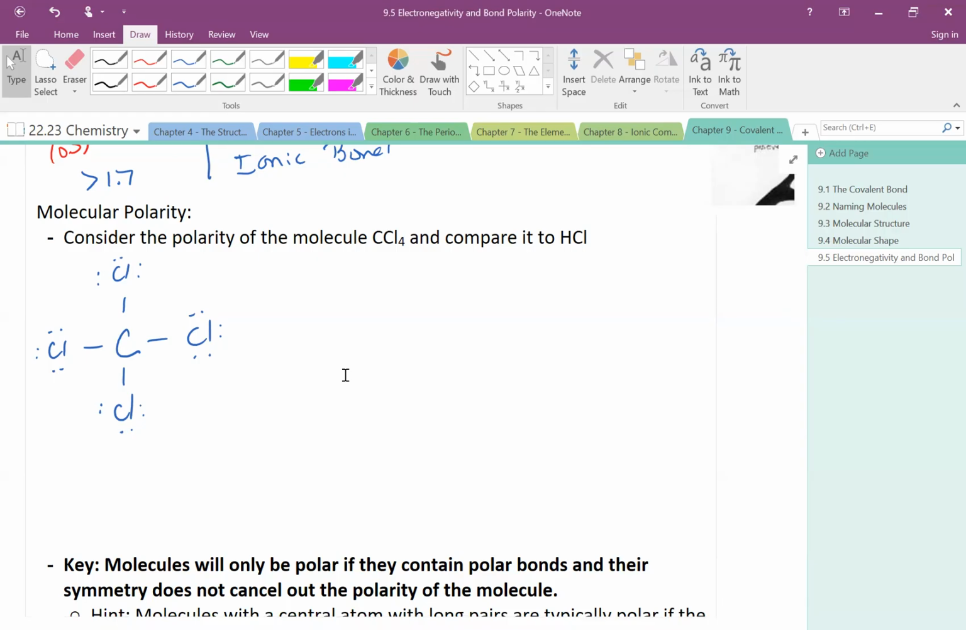You'll find that chlorine has an electronegativity value of 3.2, where carbon has an electronegativity of 2.6. So we'll say 2.6, 3.2. So they do have some difference in electronegativity. And the result is that they have a polar bond. So we'll say the C to Cl bond is polar.